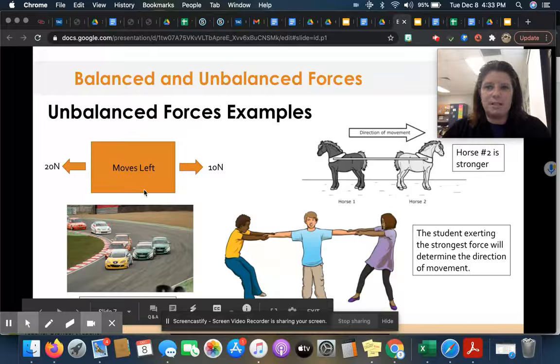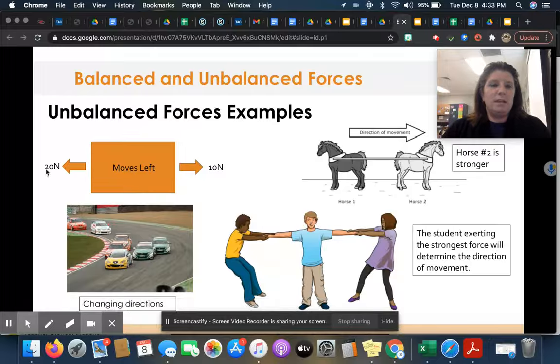This box represents an object. To the left, it's 20 newtons. To the right, it's 10 newtons. If I do my calculation, which we're going to learn more about tomorrow, you're going to see that they're not going to equal 0. Therefore, it's going to be unbalanced, because my object would ultimately move to the left because the number on the left is larger.